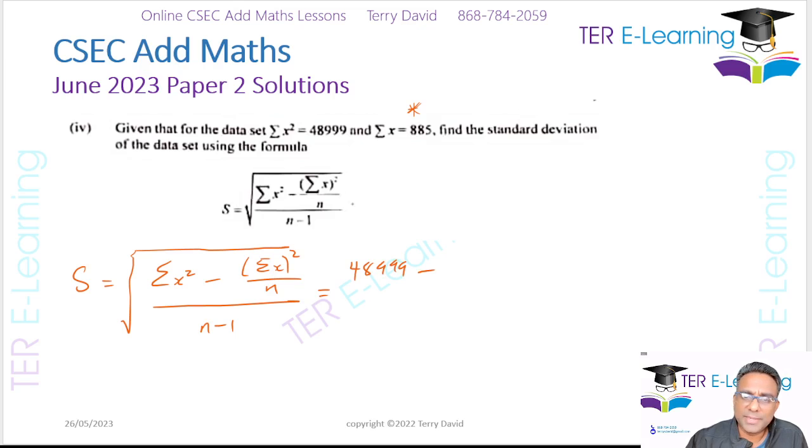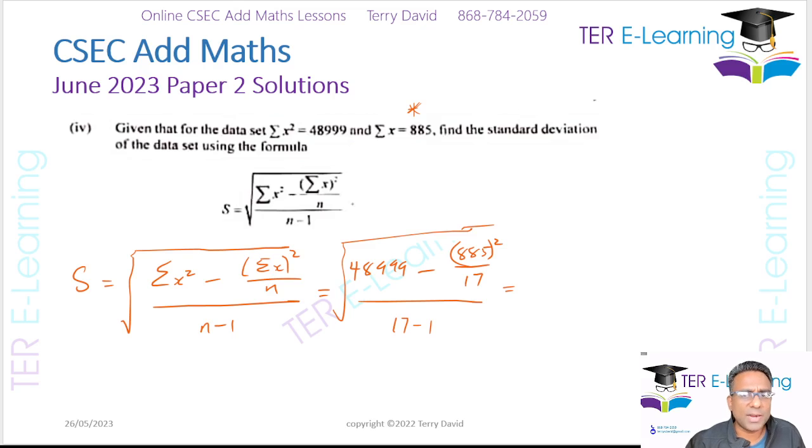So this is going to be 885 squared over 17. Remember, 17 students we have, all over 17 minus 1, square root. I'm still a bit confused as to how come they have 4 marks for this. Am I missing something here? All right, let me work this out here.